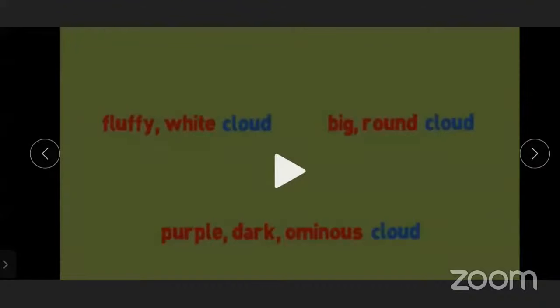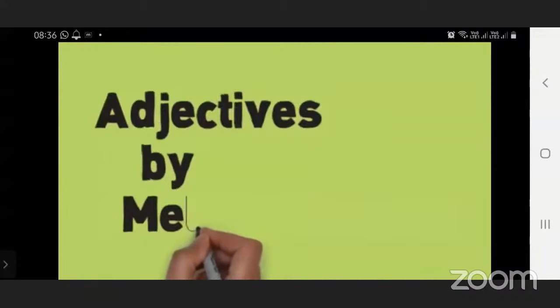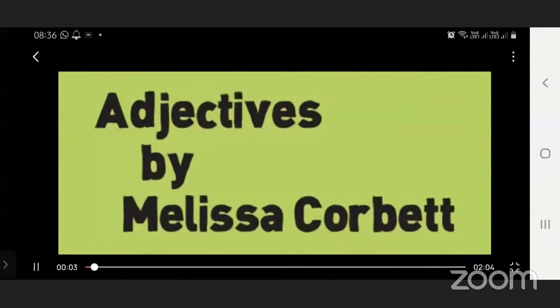One saw. Fluffy. Adjective. Can you hear the sound? Yes.